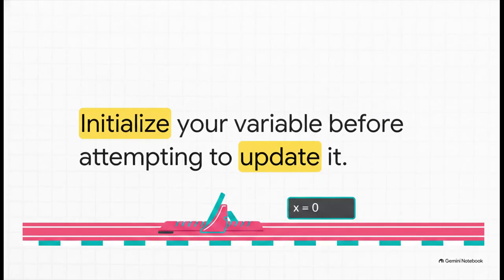Which brings us to a crucial point, the golden rule. Initialize your variable before attempting to update it. You literally cannot write x equals x plus 1 if x has never been defined. Why? Because Python needs to know the current value of x before it can do the math on the right side of the equation. You always have to set a starting line before you tell Python to start running.